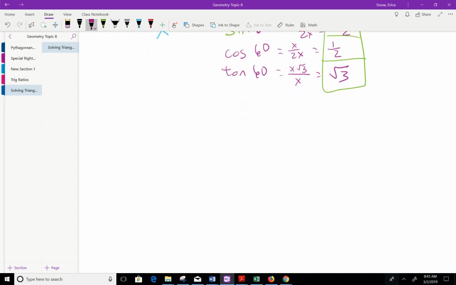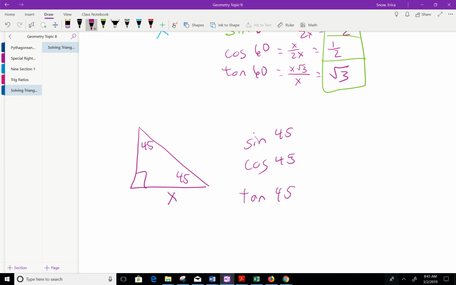So now, with a 45, 45, 90 triangle, we're only really worried about sine, cosine, and tangent of 45 because both of the angles in this triangle are 45. So we have x, x, and x root 2. So sine of 45 is opposite over hypotenuse, which is 1 over square root of 2, which again, we have to multiply by root 2 over root 2, and we get square root of 2 over 2.